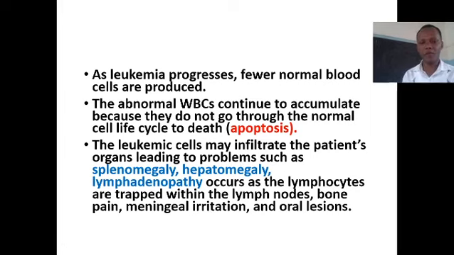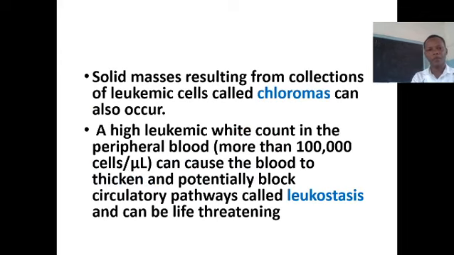The leukemic cell might infiltrate the patient's organs, leading to problems such as splenomegaly, hepatomegaly, lymphadenopathy, which occurs as the lymphocytes are trapped within the lymph nodes. Mgonjwa anapata bone pain, meningeal irritation, and the oral lesions. Lakini pia kutakuweko na solid masses from collection of the leukemic cells called chloromas.